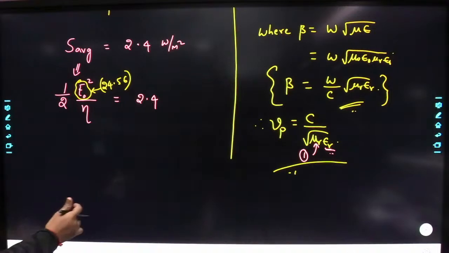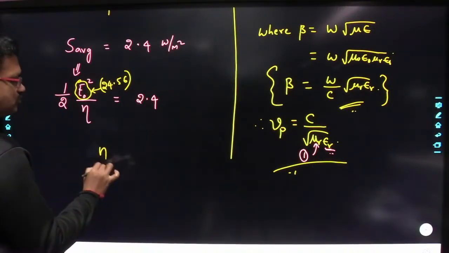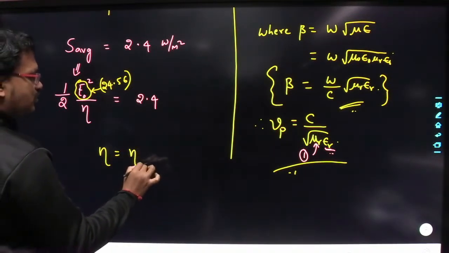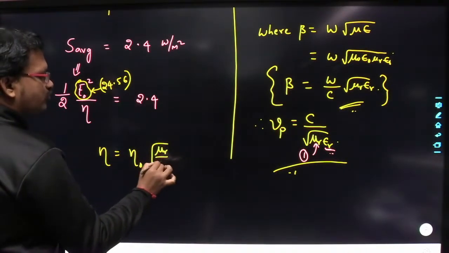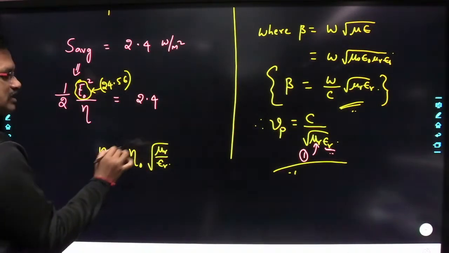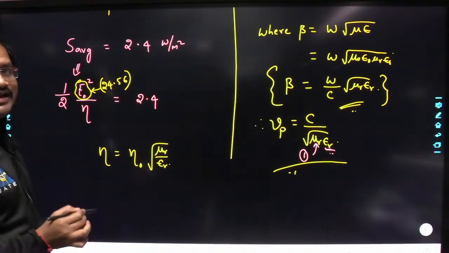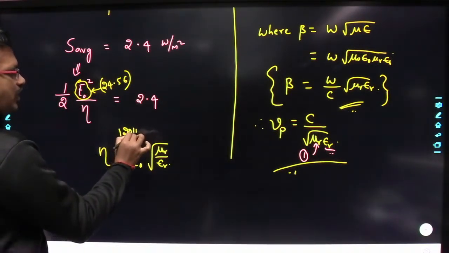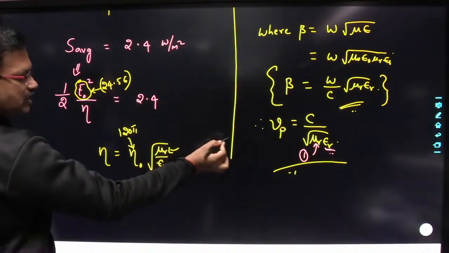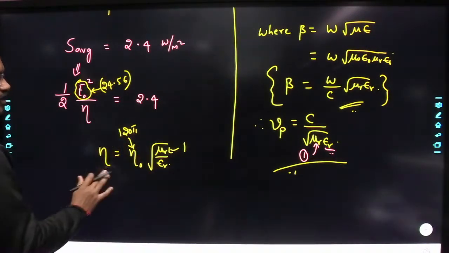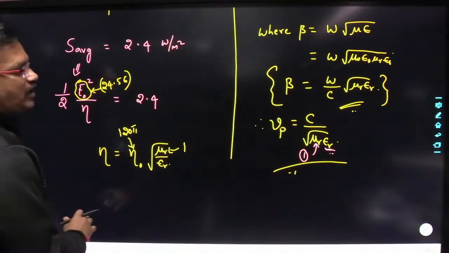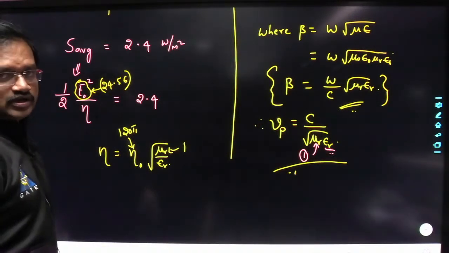Why we have to determine eta? See, for a lossless medium, eta is equal to eta naught into square root of mu r by epsilon r, where eta naught is the intrinsic impedance for free space. We know this value, that is 120 pi ohm. Mu r value they have given is 1, right? So from here you can determine epsilon r value.